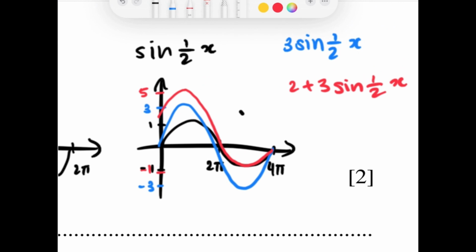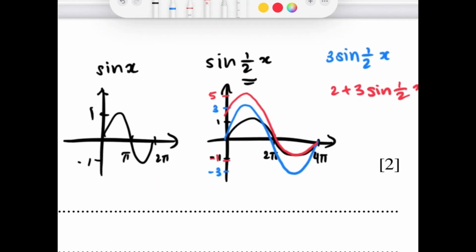What they did is basically they stretched your graph in the x direction. So now it's twice as long, right? You can see it ends over here for 1 full cycle at 2 pi. However, when it comes to sine half x, it stretches on to 4 pi. That's 1 full cycle. Okay?